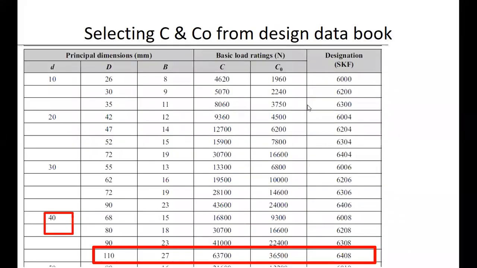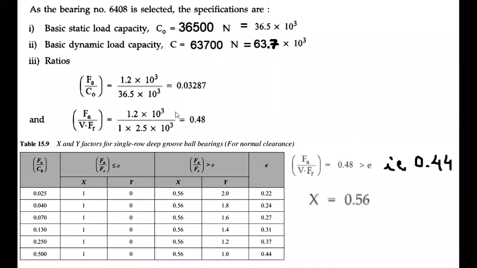Let's do it. First thing, guys, in the deep groove ball bearing table in your Bhandari design data book, in front of this 6408, you should find out C and CO values. C is 63700 and CO is 36500. Remember, 40 mm is the shaft diameter. That's why, in front of 40 mm and the 6408 bearing number, which both are given in the numerical, I'm noting down the values of C and CO. So for this bearing, 6408, CO is 36500 and C is 63700.